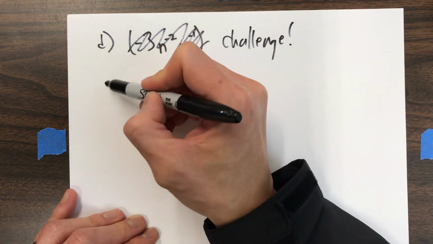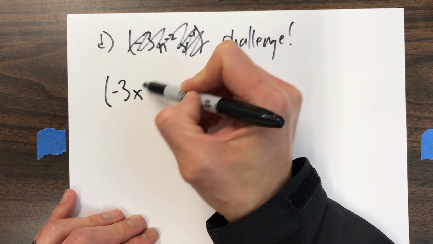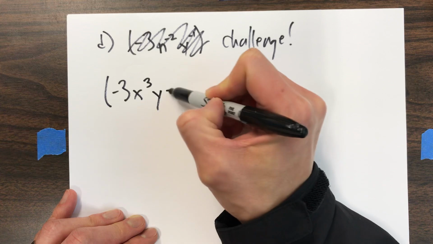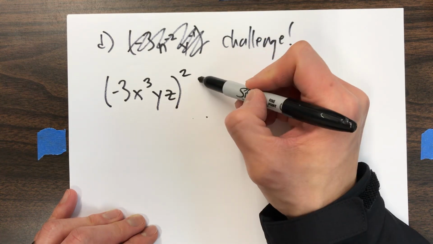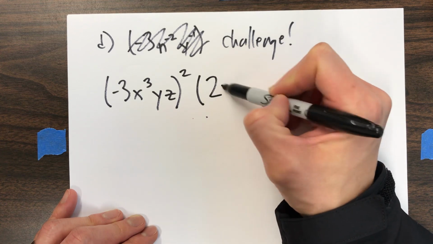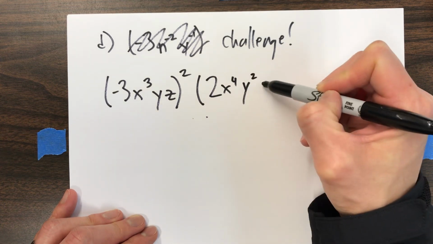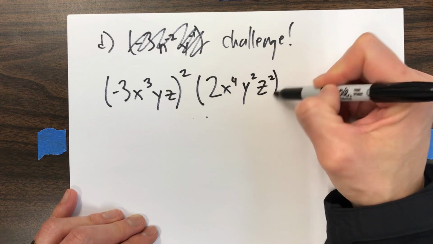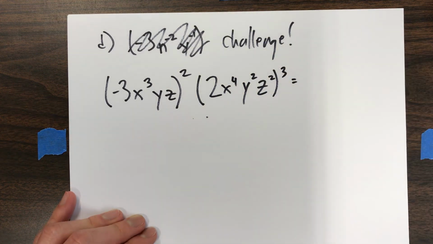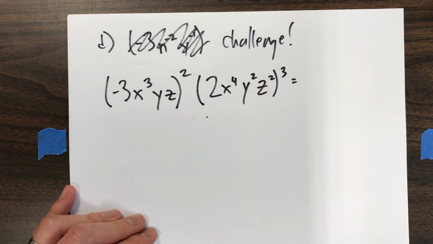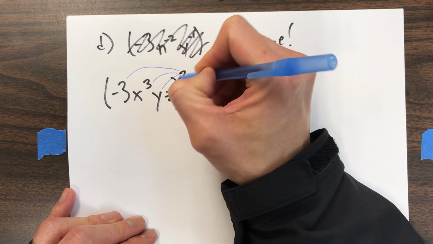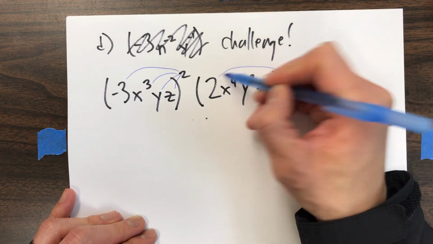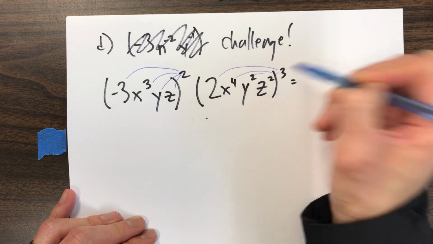Okay. So parentheses negative 3x cubed yz to the 2nd power times 2x to the 4th y squared z to the 2nd power, all cubed. Oh man, can you handle that? Let's try it. So you're gonna apply that power here, here, here, and here. You apply the power here, here, here, and here.